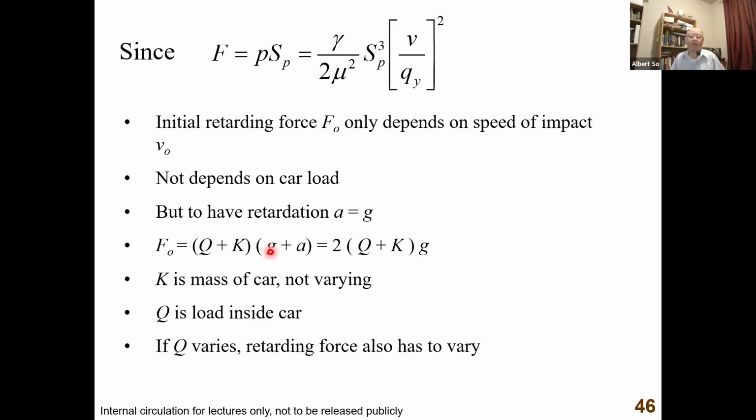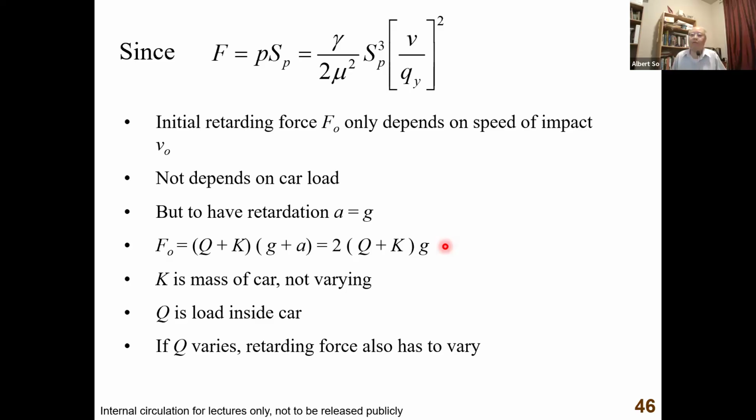G is the gravity constant. A is the deceleration. And now remember, we hope that the deceleration is the same as the gravitation. That means we want the car to decelerate under 9.8 meters per second square. So that's why you have 2g. A is equal to g. So 2 times g times Q plus K. And this is the force. This is the force you require to stop the car from descending, under a deceleration of.